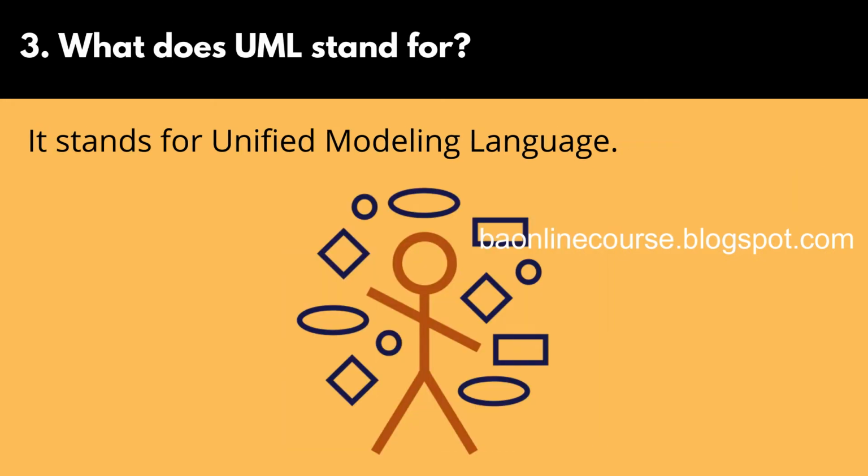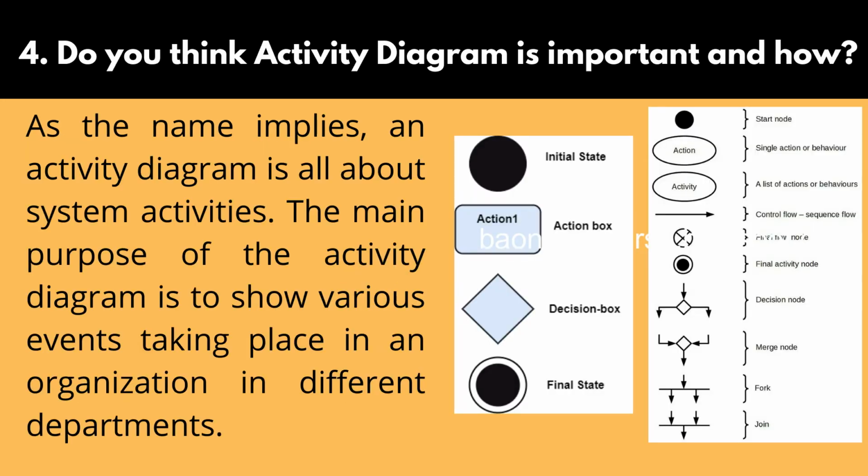Next, question number 3. What does UML stand for? It stands for Unified Modeling Language. Next, question number 4. Do you think activity diagram is important and how? As the name implies, an activity diagram is all about system activities. The main purpose of activity diagram is to show various events taking place in an organization in different departments.